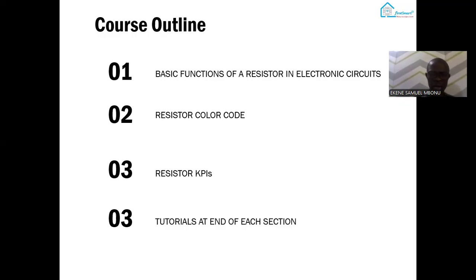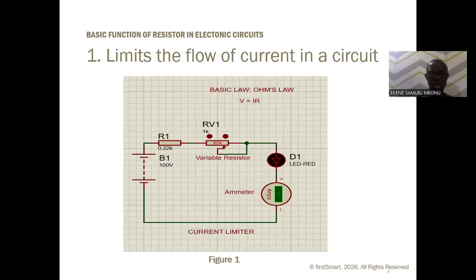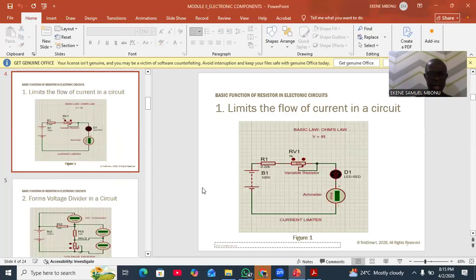We look at resistor color codes, and then we'll look at resistor key performance indicators. This tutorial will come at the end of each section. Now, this is the symbol for the resistor. This is the general symbol for resistor. We need to take note of that. We want to look at basic functions of resistor in electronic circuits.